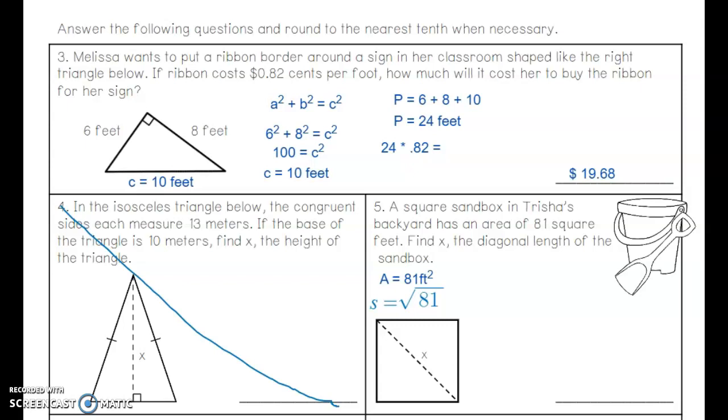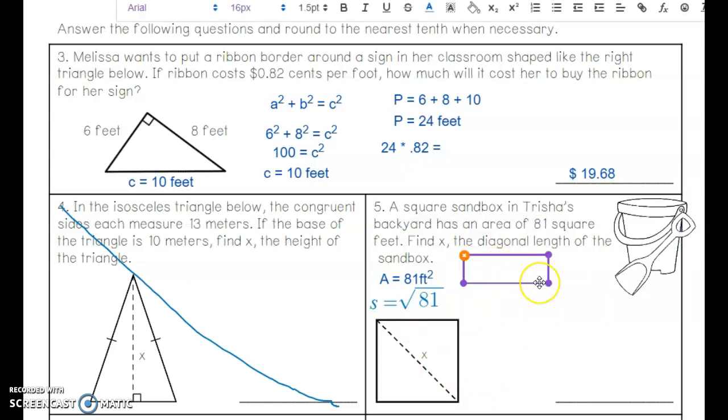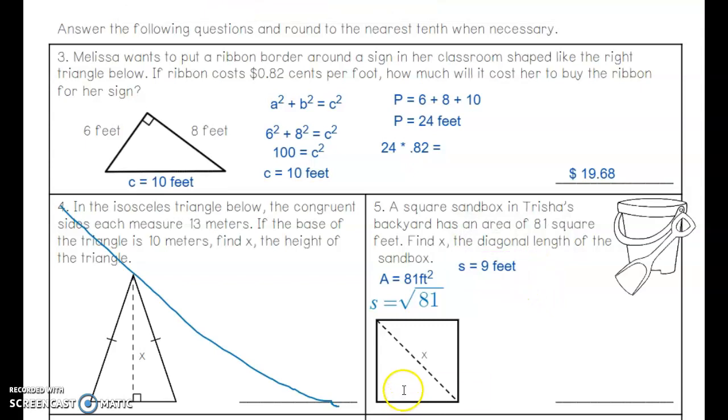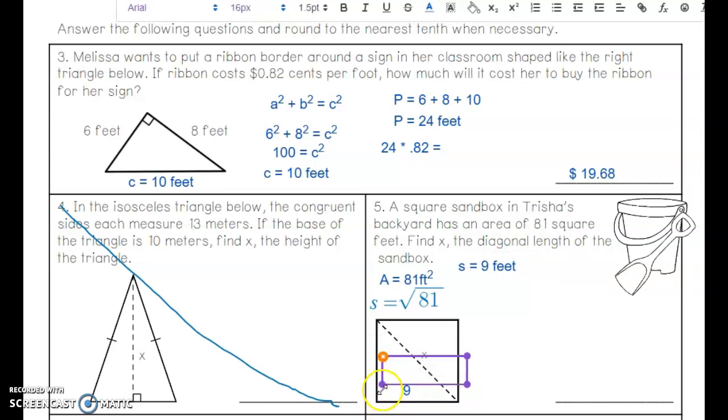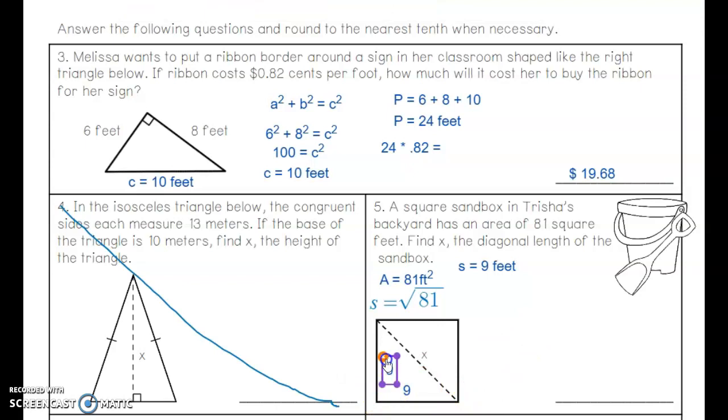Okay, we're going to skip question 4 and let's go ahead and take a look at number 5. It says a square sandbox in Trisha's backyard has an area of 81 square feet. Find X, the diagonal length of the sandbox. So first, I want you to realize that if they're giving you the area, they have already multiplied side times side to get that area. So you need to find the square root of 81, which is going to give you a side length of 9 feet. Now that you know the side length, that means that A is 9, and it also means that your B is 9.